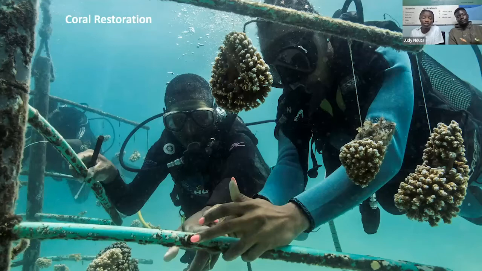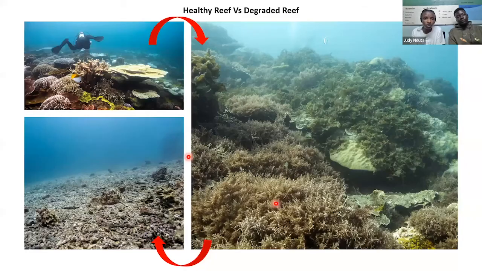So coral restoration is the process of assisting the recovery of an ecosystem that has been degraded, damaged, or destroyed. So this is a picture showing some of the rangers or some of the divers that help in the restoration process. So on this picture, we can see a healthy reef, a degraded reef, and a dead reef.